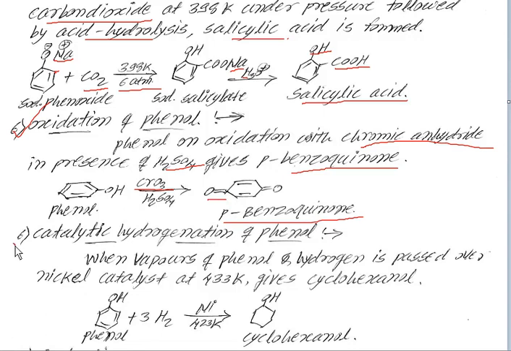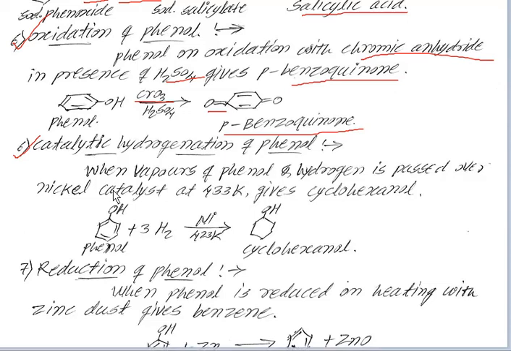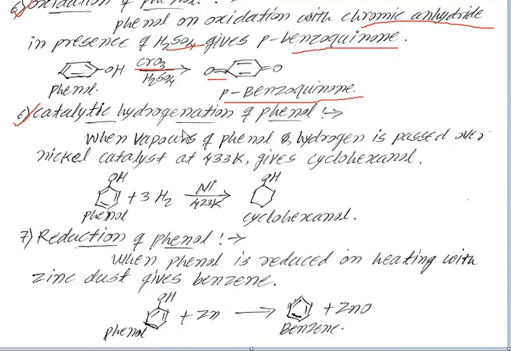The next reaction is catalytic hydrogenation of phenol. Hydrogenation means addition of hydrogen atoms. Oxidation means addition of oxygen atoms. In the previous reaction there was addition of oxygen, and in this reaction there is addition of hydrogen atoms. When vapor of phenol and hydrogen is passed over nickel catalyst at 433 Kelvin, it gives cyclohexanol.